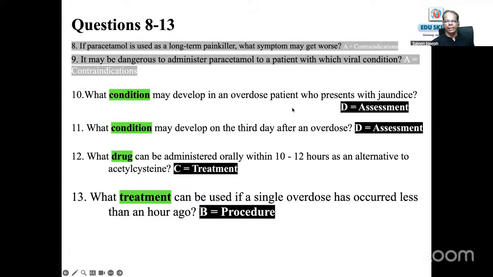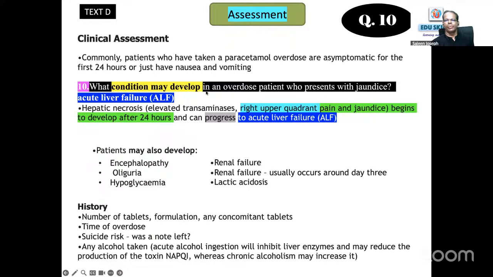Next one, what condition may develop in an overdose patient who presents with jaundice? Hepatitis, necrosis, elevated, all those. Acute liver failure begins to develop and can progress to acute liver failure, right?